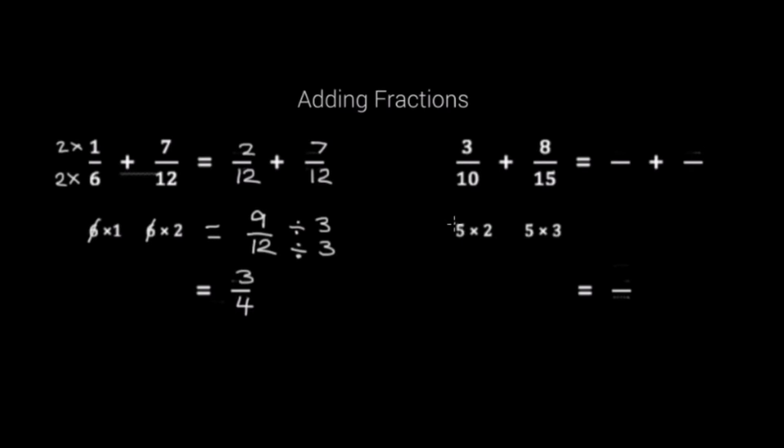5 is a factor of both numbers. We write 10 as 5 twos and 15 as 5 threes. We cross off the 5 from each one. We now take the 3 beside the 10, top and bottom. We multiply the 3 by 3. On the top, multiply 3 by 3. And on the bottom, we multiply the 10 by 3.